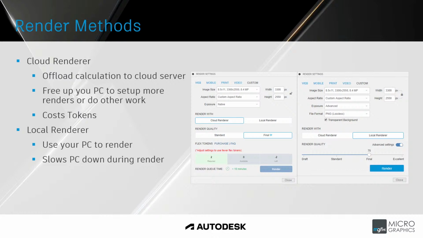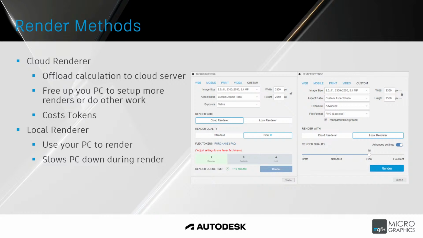And then we can choose whether we want to render in the cloud. So we use the cloud renderer. What this allows you to do is offload your calculations to a cloud server. That server will then render out the image and notify you when the image is ready. This allows you to free up your own PC to continue with any other work. Maybe you continue modeling, or you want to set up other renders that you want to render out. There are the pros of offloading that work, but the downside is it does cost tokens.